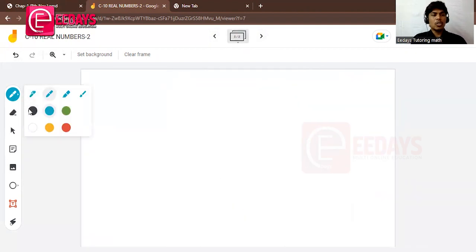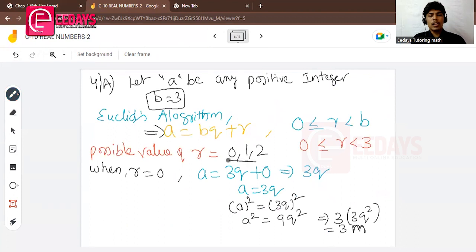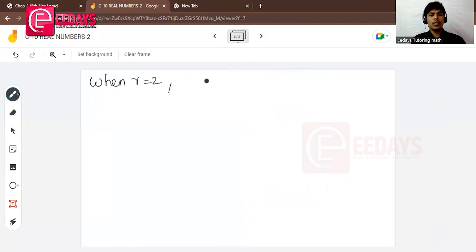You can take r is equal to 2. Why? Because the possible values of r are 0, 1, and 2. We tried with 0 and we tried with 1. Now our part is to try with 2. So now a is equal to 3q plus 2, and squaring on both sides.